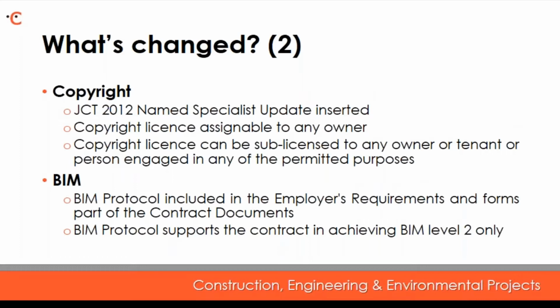The 2016 edition has had minor updates to the intellectual property provisions, with the JCT 2012 Name Specialist update being inserted. The copyright license is now expressly assignable to any owner from time to time of the works. The copyright license may also be sublicensed to any owner or tenant or to any person engaged in any of the permitted purposes referred to in the main license clause.